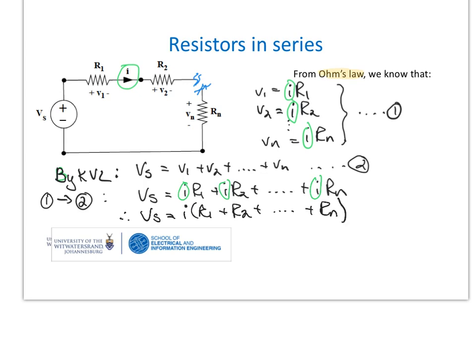And now you can see that for resistors in series, R equivalent is just simply equal to the sum of all the resistances. So it's equal to R1 plus R2 plus, and so on up to Rn. And that is the general case for resistors in series.